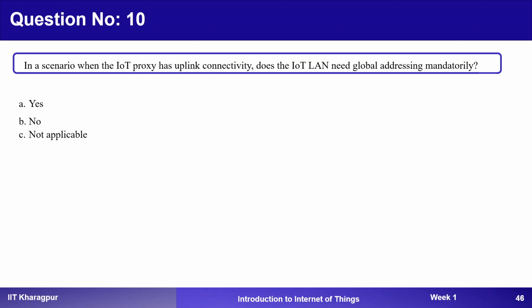When the IoT proxy has uplink connectivity, it proxies communication between the local IoT nodes and the nodes in the external network. So in this scenario where all communication goes through the proxy, the IoT LAN does not need global addressing, but can manage with link-local or ULA addresses, depending upon the type of addressing. Okay.